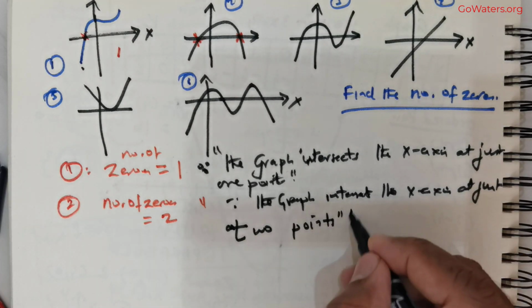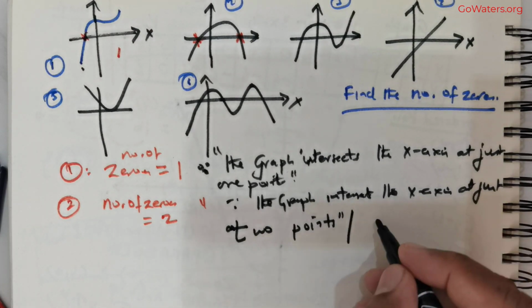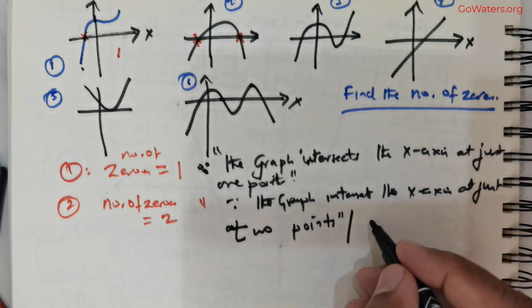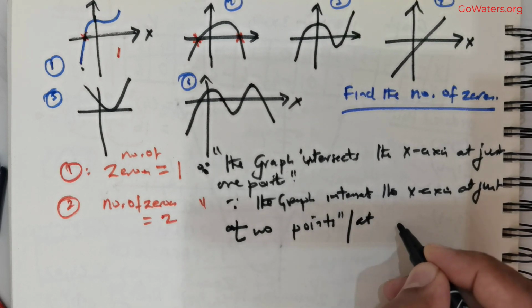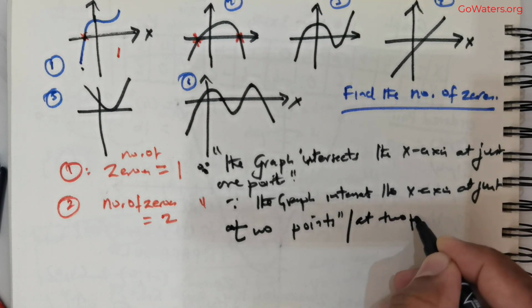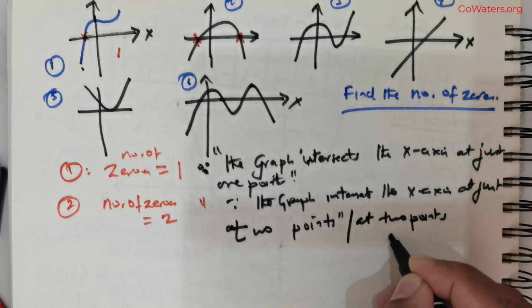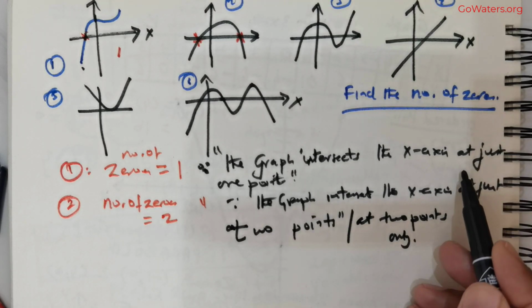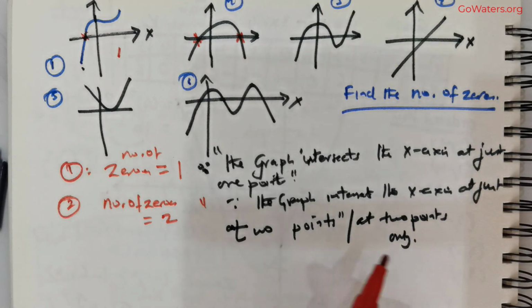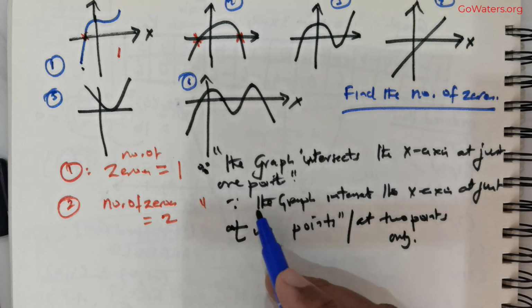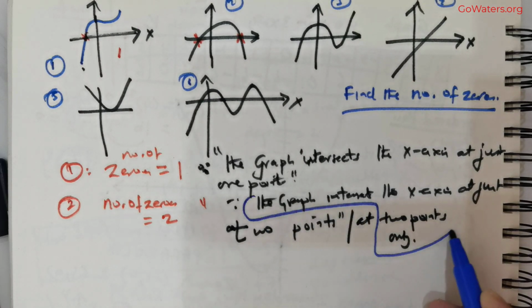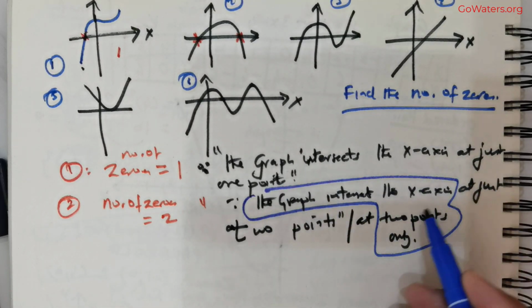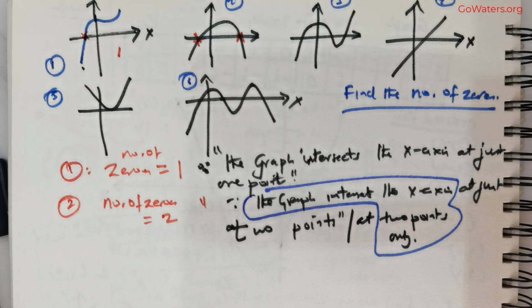You can alternatively write the graph intersects the x-axis at 2 points only. You can either use "just", or if you don't want to use "just", you can simply write it like this: since the graph intersects x-axis at 2 points only. Either like this or at just 2 points.